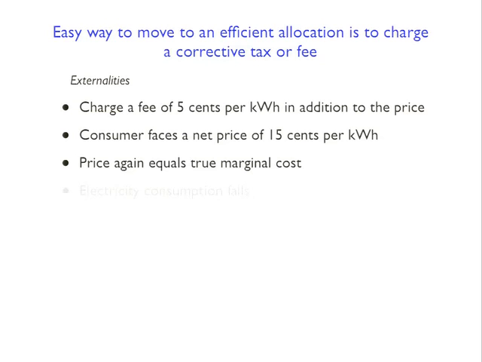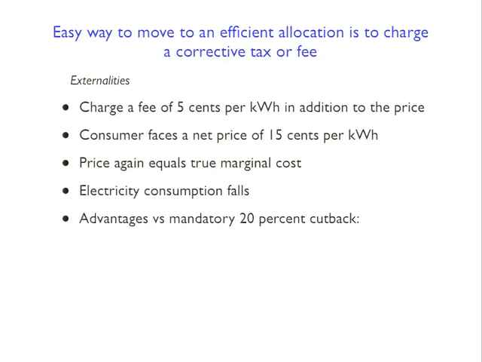So electricity consumption, of course, is going to fall in that case once you start charging 15 cents per kilowatt hour relative to the initial case where you were charging 10 cents per kilowatt hour, because the price goes up. We know usually demand curves are downward sloping, so as the price goes up, consumption falls. And you can think about comparing this type of strategy to an alternative strategy where you just have some sort of mandatory cutback.